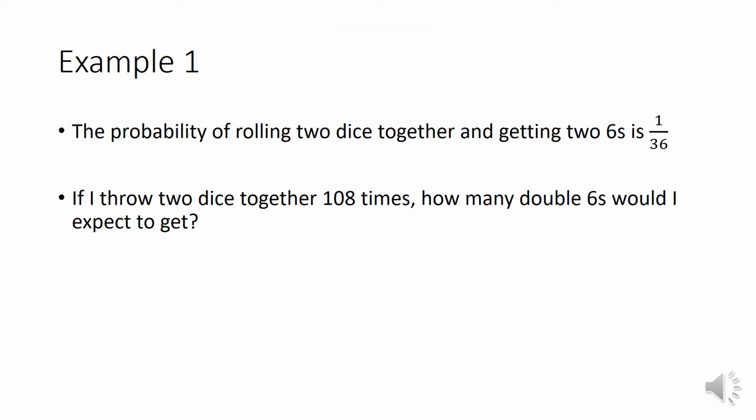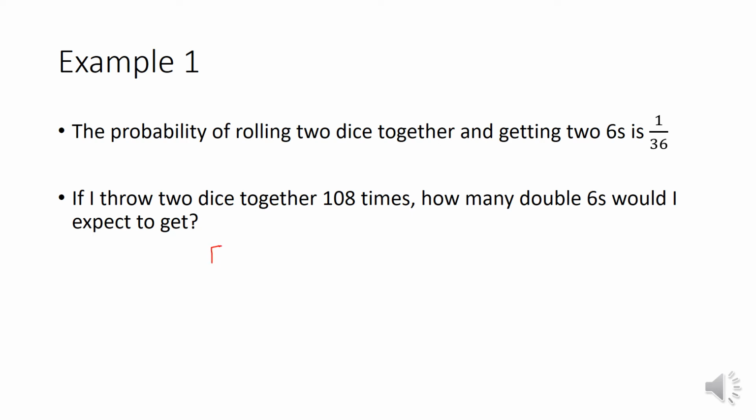Okay, so now an example. If you want to pause and have a go at this yourself, you can. If you'd rather watch this one as me going through it, that is fine as well. We're told the probability of rolling 2 dice together and getting 2 6s is 1 out of 36. And we saw how to do that a few lessons ago with the sample space diagrams. If I throw 2 dice together 108 times, how many double 6s would I expect to get?